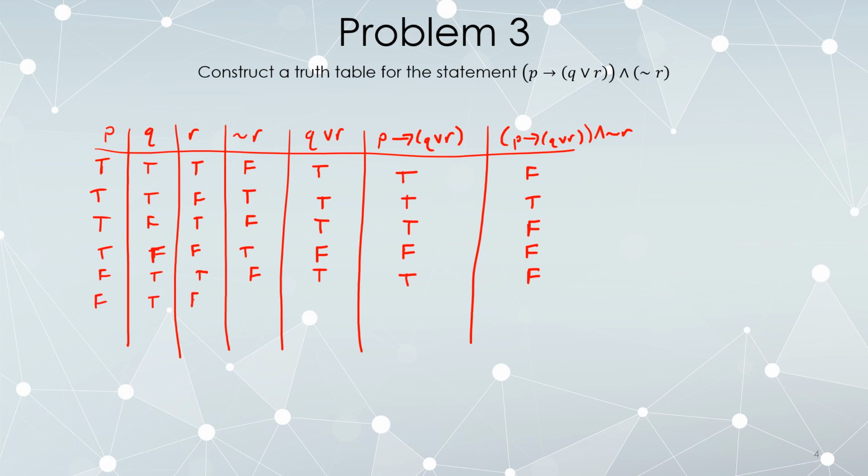False, true, false. Switch this to true. Q is true, so this disjunction is true. The conclusion is true, so the conditional statement is true. And now both sides are true, so this is true.